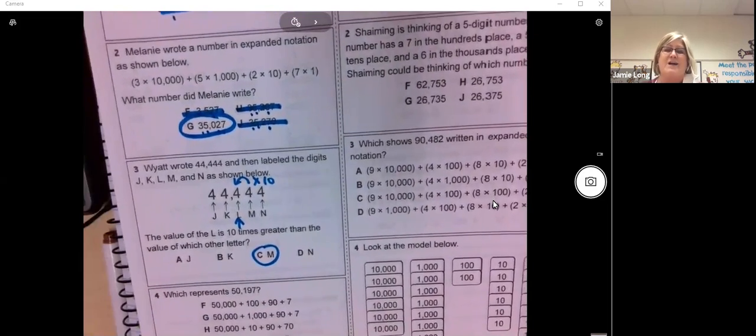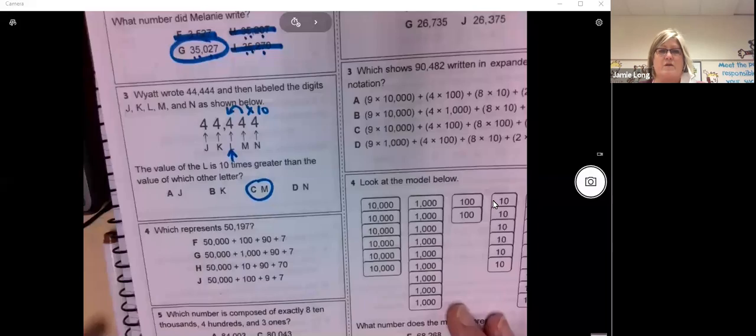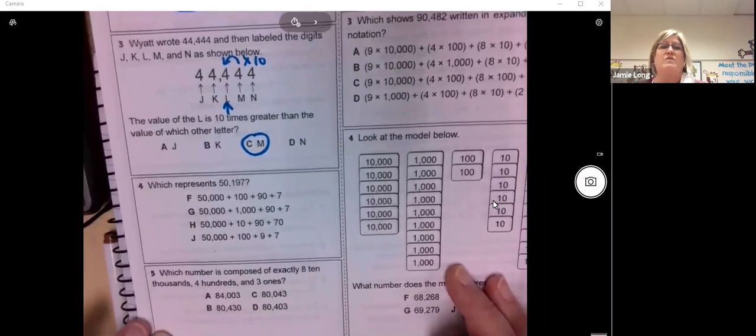There's only going to be one of those on the test. That's really a 4th grade skill. We're just kind of introducing it in 3rd grade. So it's not that intimidating. We're not going to spend a whole lot of time on it. It comes with understanding the place value system.